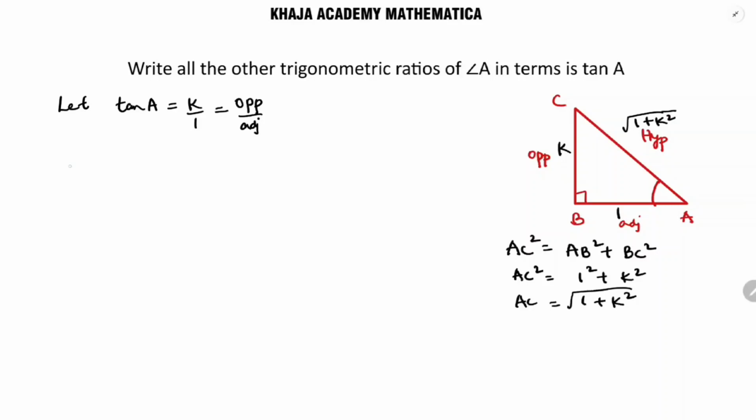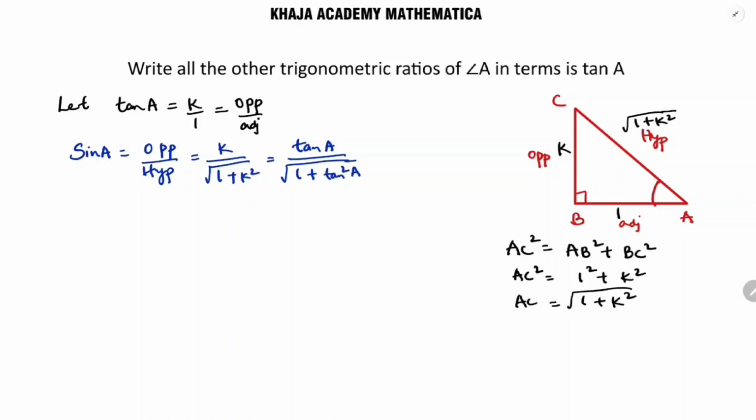So sin A is opposite by hypotenuse. Opposite is k. Hypotenuse is under root 1 plus k square. So k is tan A, so here I'll write tan A by under root 1 plus tan square A.